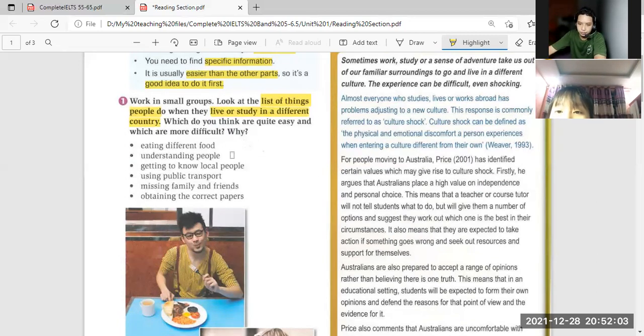Can you choose? Understanding people. Understanding people is easy. Yes. Okay. What else? Using public transport. Okay, using public transport is easy. Okay. What else? What else do you think is easy?